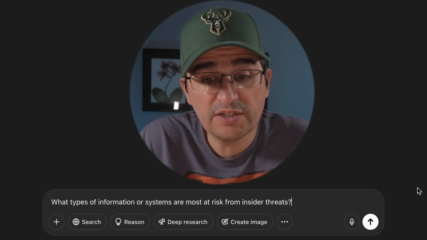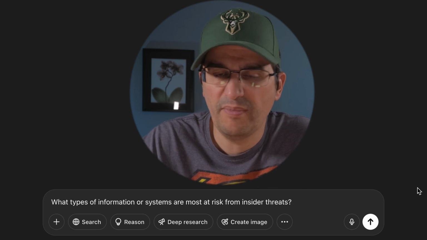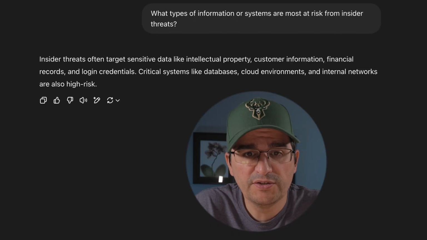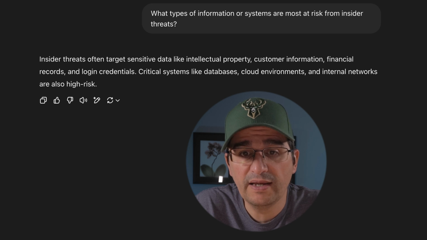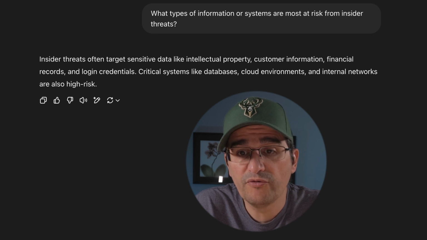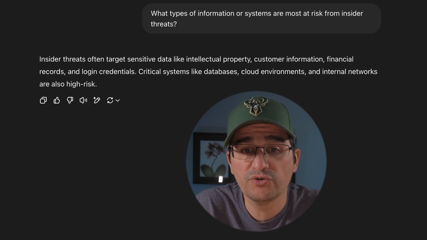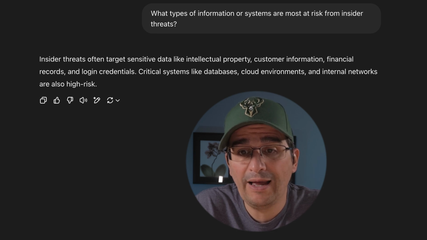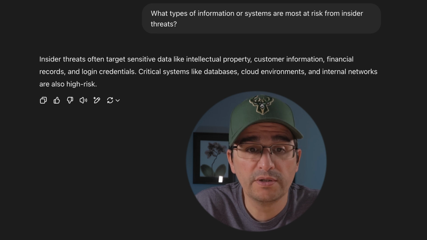So they would definitely be harder to detect for sure. All right, what are the key risks? What are the big risks involved in this? What types of information or systems are most at risk from insider threats? I imagine a lot of things. Insider threats often target sensitive data like intellectual property, customer information, financial records, and login credentials. Critical systems like databases, cloud environments, and internal networks are also high risk. All right. Of course, all the stuff that could be sold at a price, it's got to be valuable to somebody out there, unfortunately.